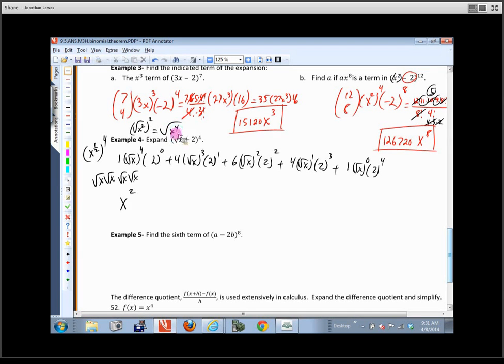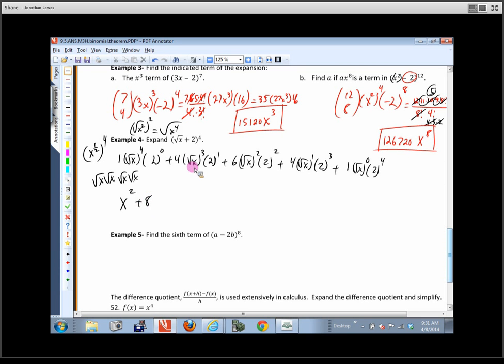How many pairs of x's do we have? We have 2 pairs of x's, so there'd be 2 on the outside. Bunch of different ways to think of that, but that's the answer. Any questions there? Okay. I got a 2. I got a 4. So that gives me an 8.